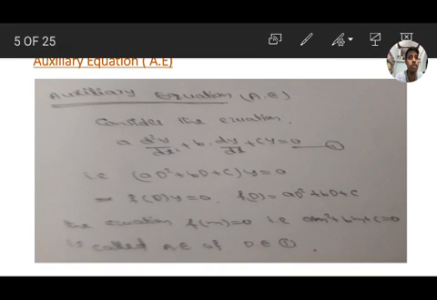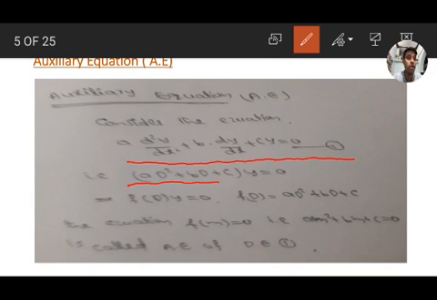Okay, what is the auxiliary equation? Let us consider the differential equation a d²y/dx² + b dy/dx + cy = 0. In symbolic form, it can be written as (aD² + bD + c)y = 0, that is f(D)y = 0, where f(D) = aD² + bD + c.